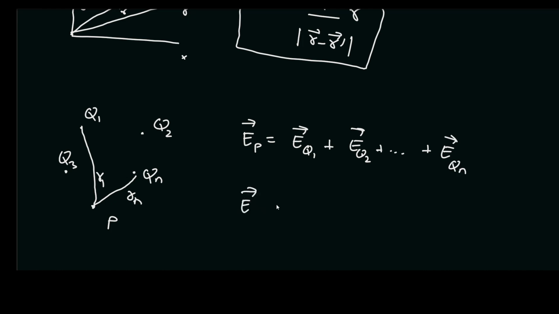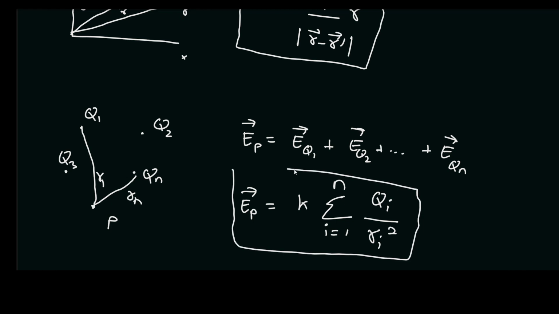We can write this equation in a compact form. Electric field at the point P is equal to K, which is a constant of proportionality, times the summation, I goes from 1 to small n, Q sub I divided by R sub I the whole square. This is the definition of electric field when we have more than one point charges. We need to add the unit vector r cap also.